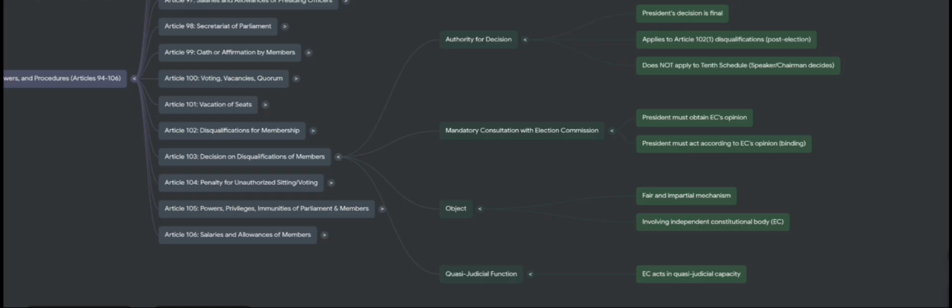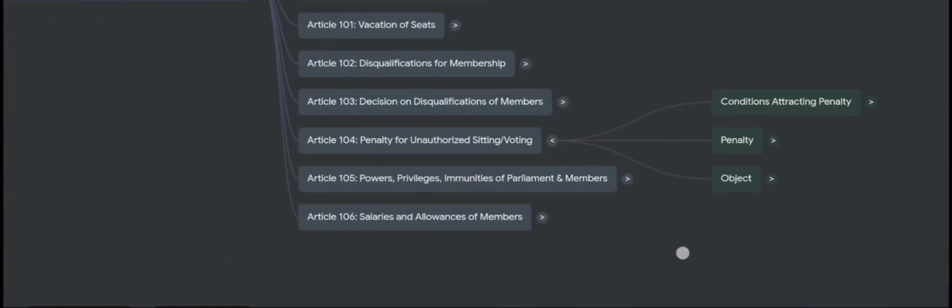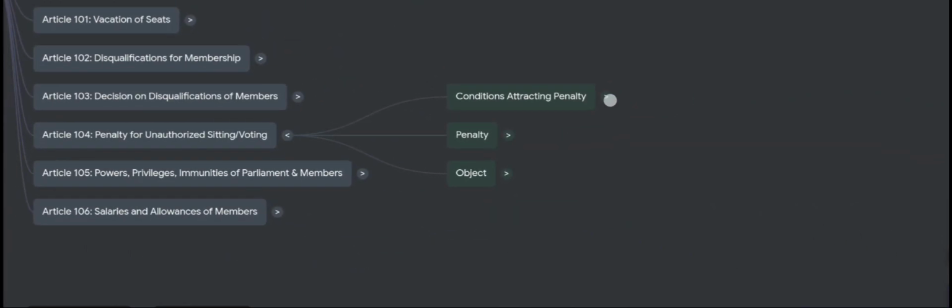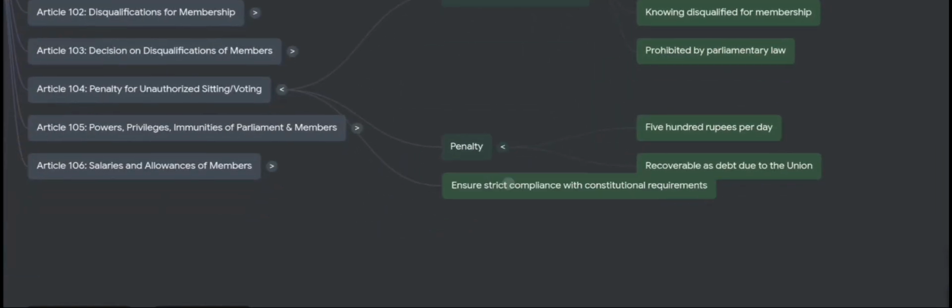And what happens if someone ignores all these rules? If they sit and vote in Parliament when they shouldn't? Article 104 outlines the penalty for this kind of improper participation. So if someone sits or votes in Parliament without taking the Article 99 oath, or knowing they're not qualified, or maybe after being disqualified, there's a specific penalty for that.